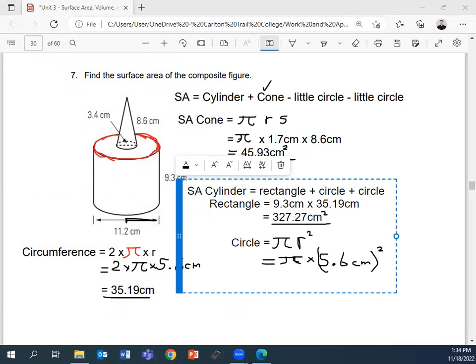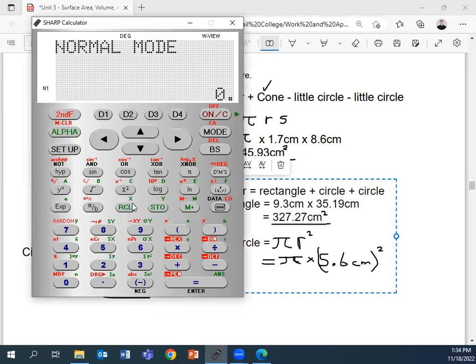So if I do 5 times 5.6, on this calculator it will work. But some calculators read it like this. They're saying, oh, you're taking pi times 5.6, and then you're squaring that. So some calculators are going to be a little bit different with how they read it.